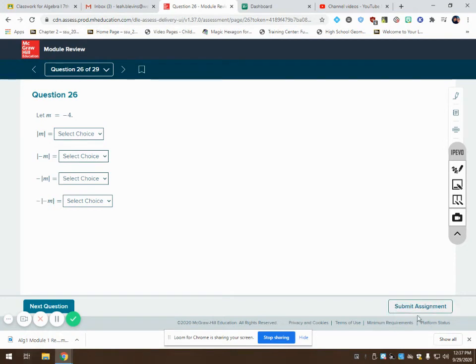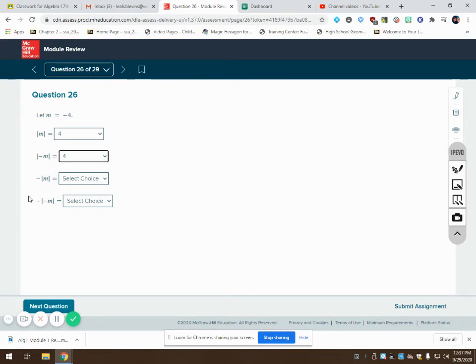All right, so looking at the next one. The absolute value of negative 4, we know is 4. The absolute value of negative 4, well, that's the absolute value of positive 4, which is still 4. So, it's asking me the answer to it. Let's plug it in. Absolute value of negative 4 is 4. Absolute value of 4 is 4.